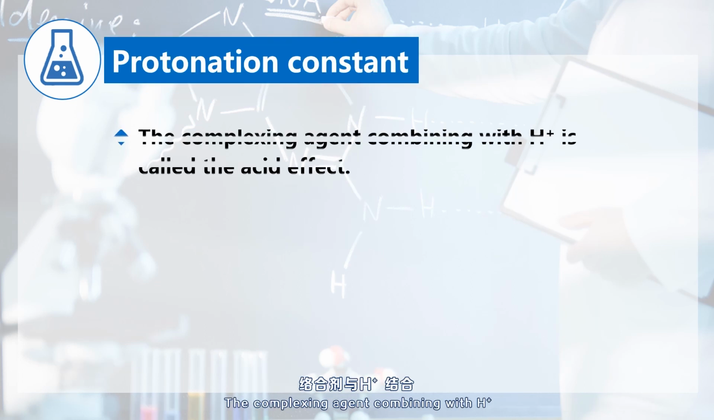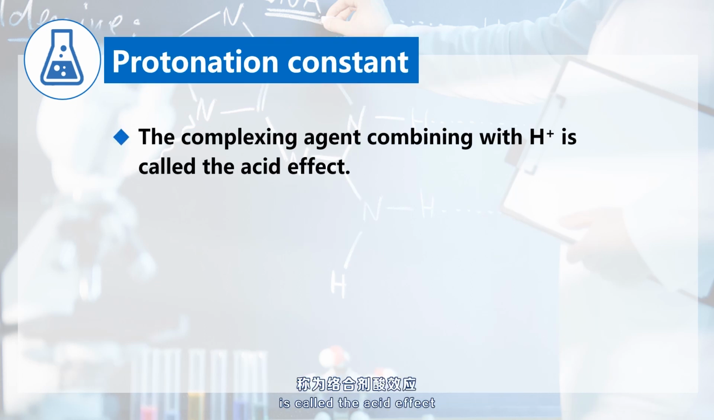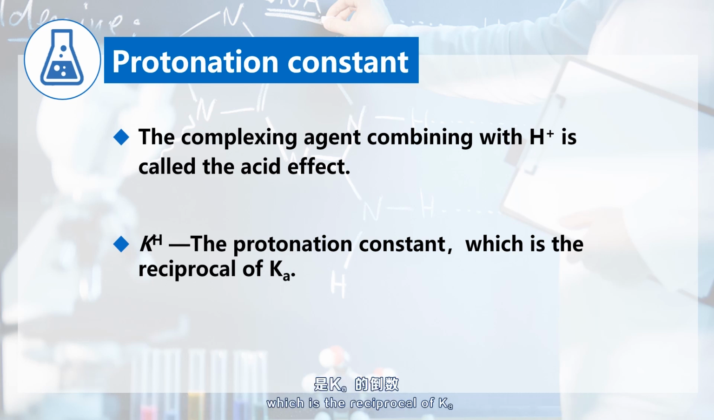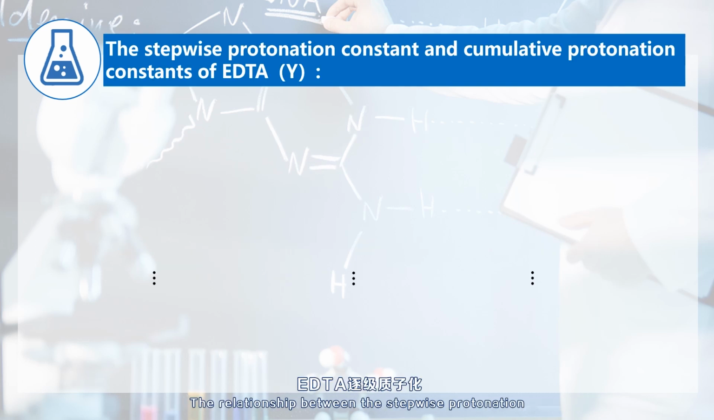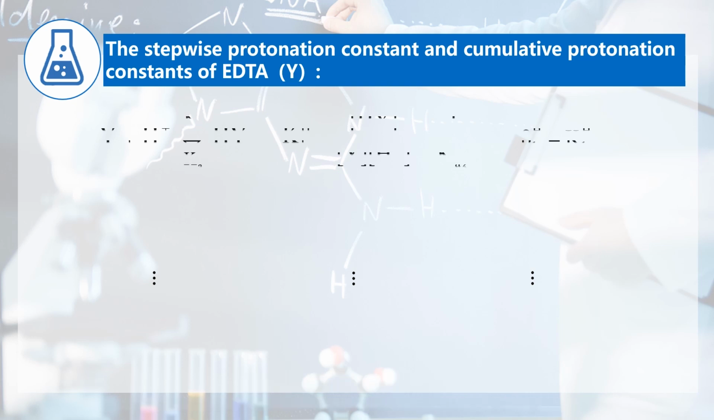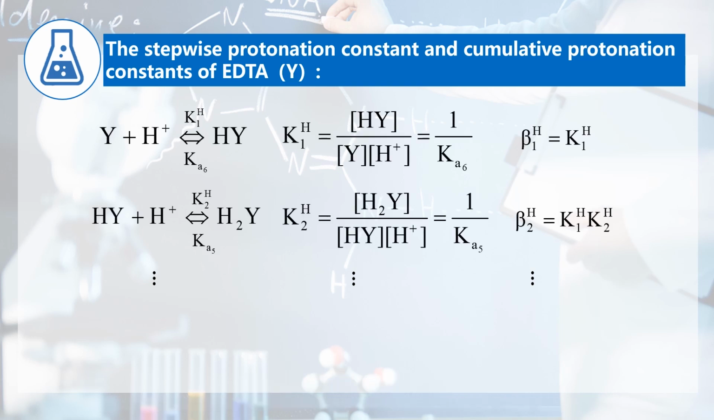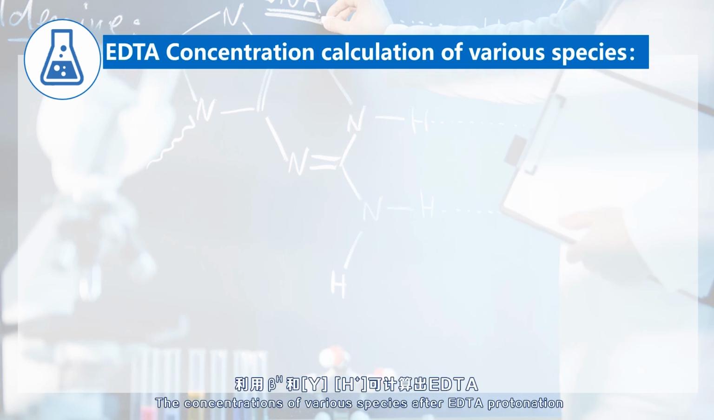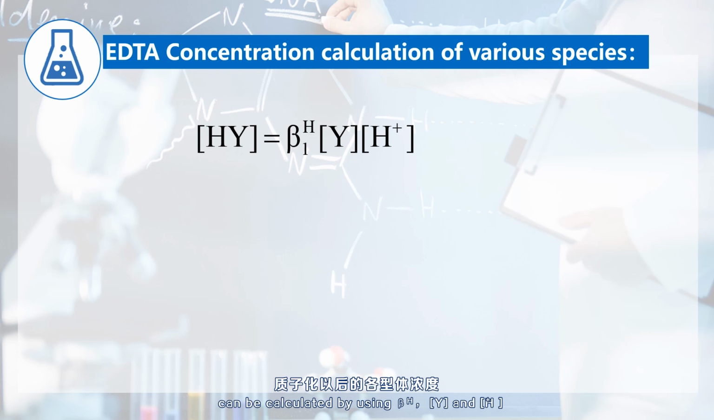The complexing agent combining with hydrogen ion is called the acid effect. The protonation constant of the complexing agent is expressed by KH, which is the reciprocal of Ka. The relationship between the stepwise protonation and cumulative protonation constants of EDTA is as follows. The concentrations of various species of the EDTA protonation can be calculated by using beta H, Y, and hydrogen ion.